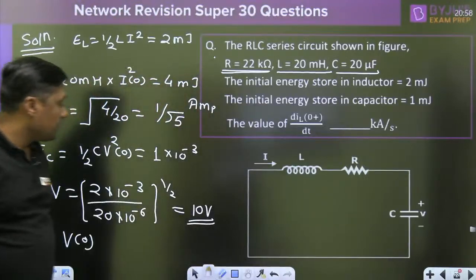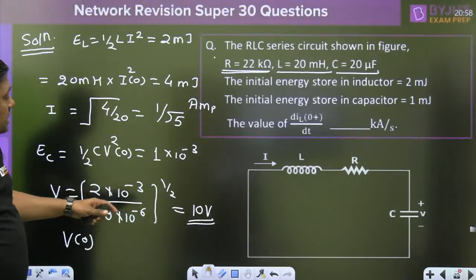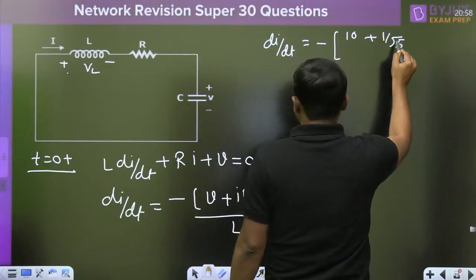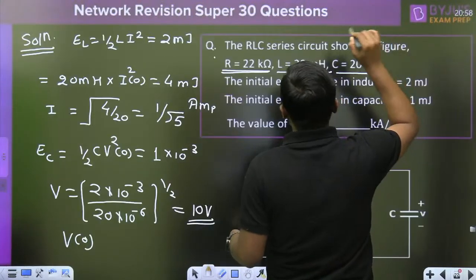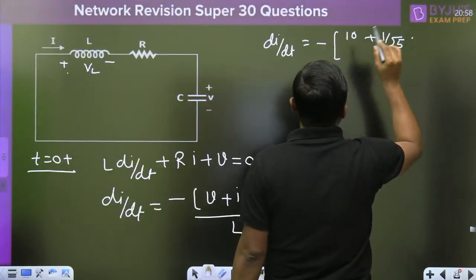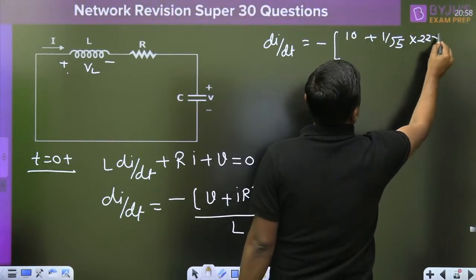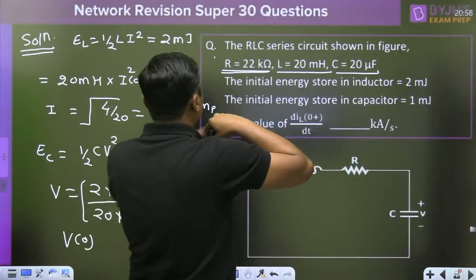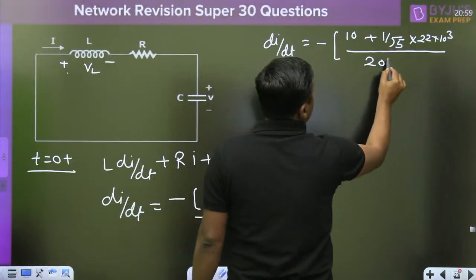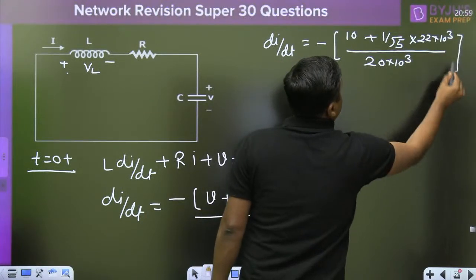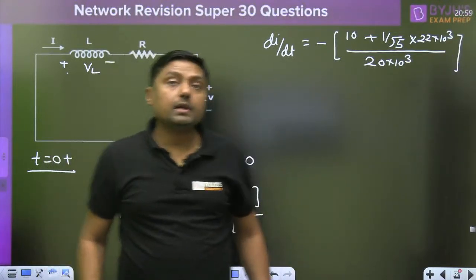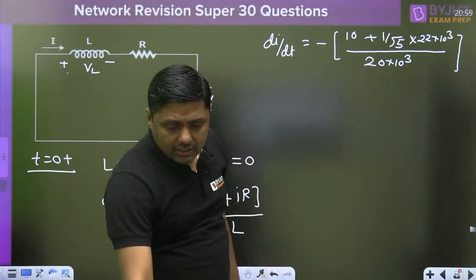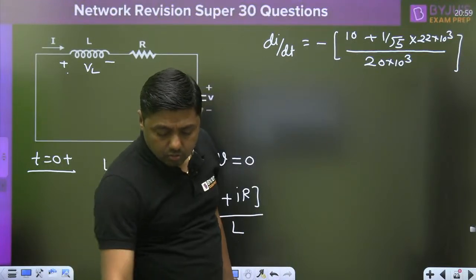This is the 10. Right, and what is the initial current? 1 by root 5, into what is the value of the resistor? 22 kilo ohm, into 10 raised to power 3, divided by value of the inductor 20 millihenry. आगे आंसर. ये आ गई वैल्यू. यस, उसी के आसपास है. दैट इज द 492 समथिंग होगा कुछ.